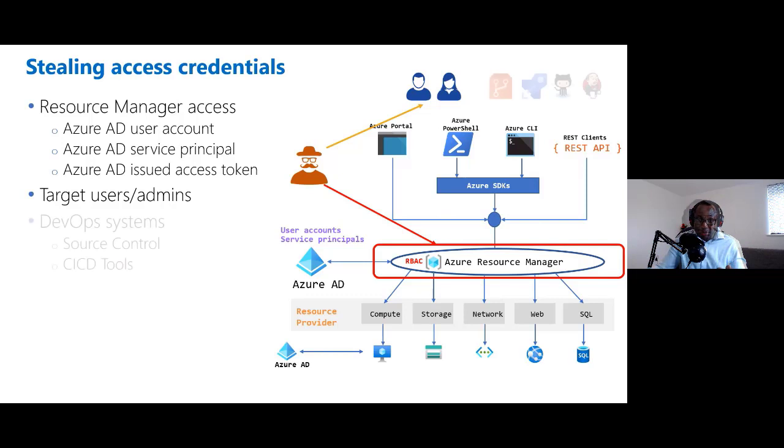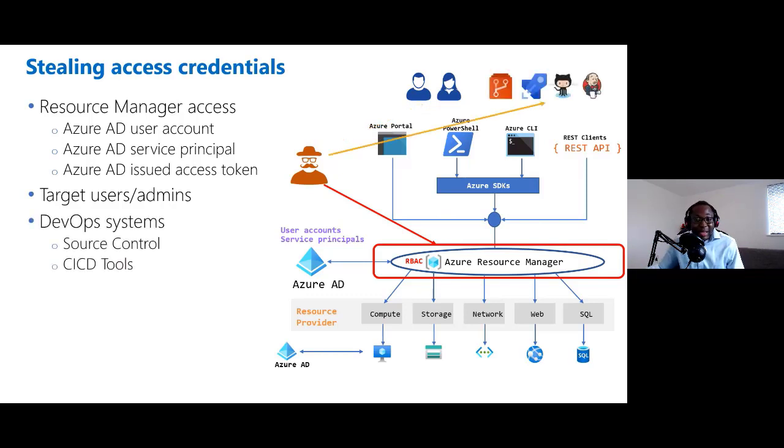So that's one option. An attacker could also target DevOps systems. In this case, it's going to be less about user accounts, but more about service principals. So people could be putting service principal information, like the client ID and the secret key, in source control, or they could be putting them as environment variables on CI/CD tools like Azure Pipelines or Jenkins, as we mentioned. So things like that an attacker could use to exploit.